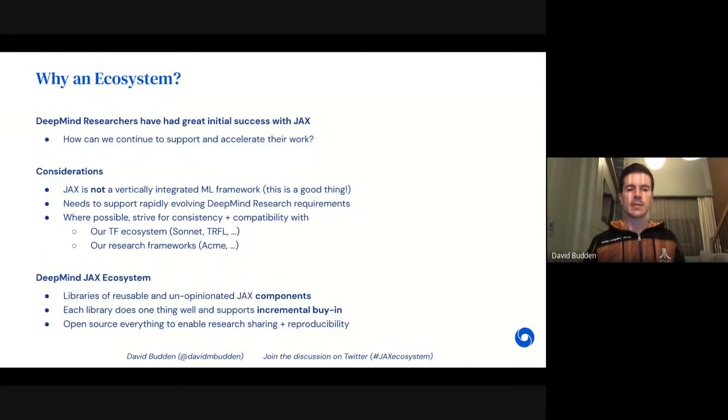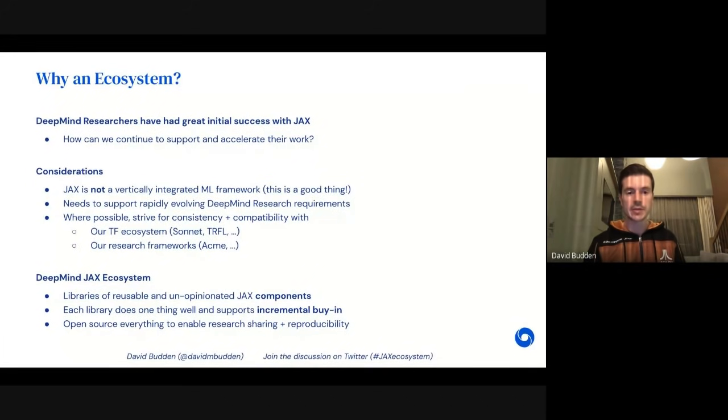So why an ecosystem? DeepMind researchers have had a lot of great initial success using JAX. So this is nominally a NeurIPS hosted event. Many of the papers that we're presenting at NeurIPS this year use JAX under the hood to produce the results. As engineers and researchers at DeepMind, we're constantly asking the question, how can we continue to support and accelerate this great work and this early success that we've seen?